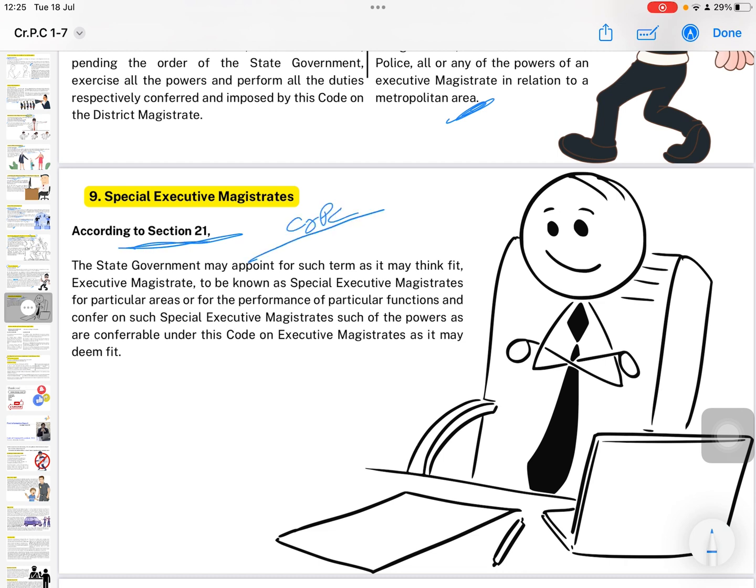The state government may appoint, for such term as it may think fit, executive magistrates to be known as special executive magistrates for particular areas for the performance of particular functions, and confer on such special executive magistrates such of the powers as are conferable under this code on executive magistrates as it may deem fit.